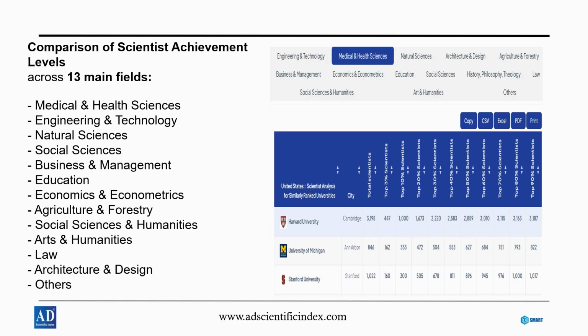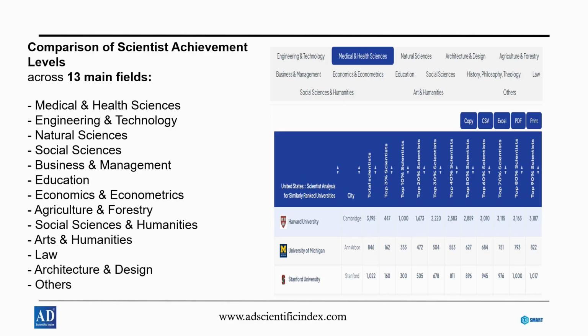This slide presents a comparison of scientist achievement levels across 13 main academic fields. These fields include medical and health sciences, engineering and technology, natural sciences, social sciences, business and management, education, economics and econometrics, agriculture and forestry, social sciences and humanities, arts and humanities, law, architecture and design, and other specialized areas.